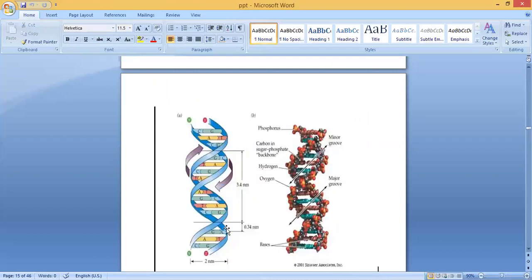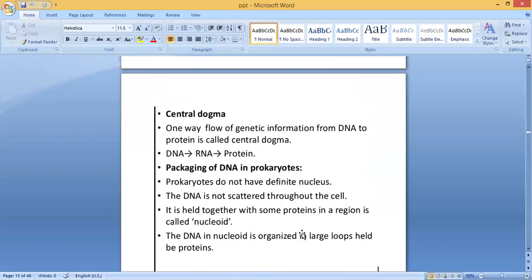The same thing you can also see here. This is the phosphorus, minor groove, major groove. These are the base pairs in the center. Then here oxygen, then hydrogen, then the backbone, that is sugar and phosphate. So sugar and phosphate is the backbone. In the center you can see the nitrogen bases are arranged.